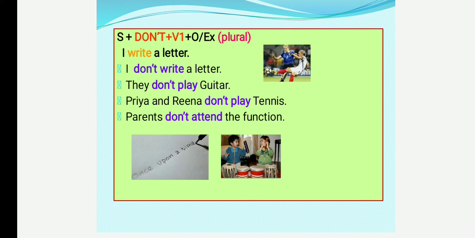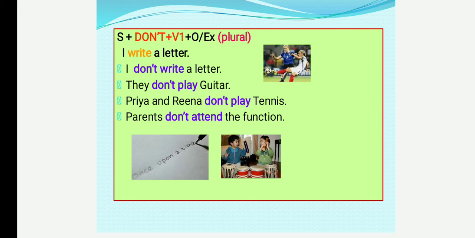And next, look at the picture. The boys who are playing the drum, they don't play guitar. That means they are not playing guitar, they are playing drum. See the picture where the two girls are playing football. Are they playing tennis? No, they are not playing tennis. So Priya and Reena don't play tennis, but they are playing football. Parents don't attend the function. So parents is a plural form. That means that they are not attending the function. I think you are clear.